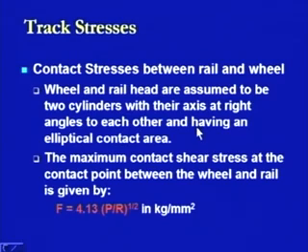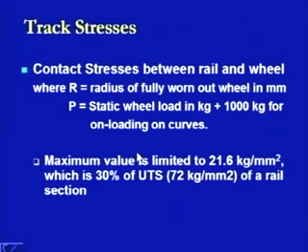At the same time, both are assumed to be two cylinders having their directions at 90 degrees to each other. In that sense, the maximum contact shear stress at the contact point between the wheel and the rail is given by 4.13 multiplied by the square root of P divided by R. Depending on the units, it can be in terms of kg per mm square. Here, P is the static wheel load in kg, and to that static wheel load in kg, we add 1000 kg for unloading on curves.